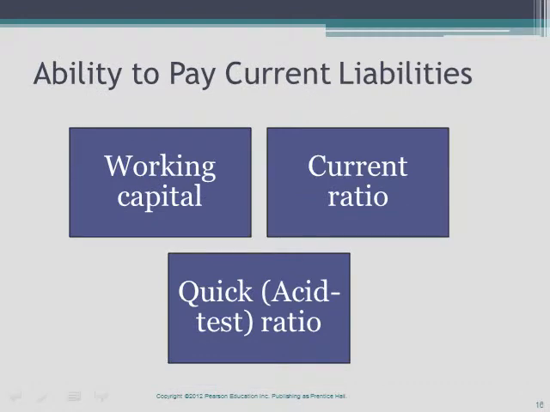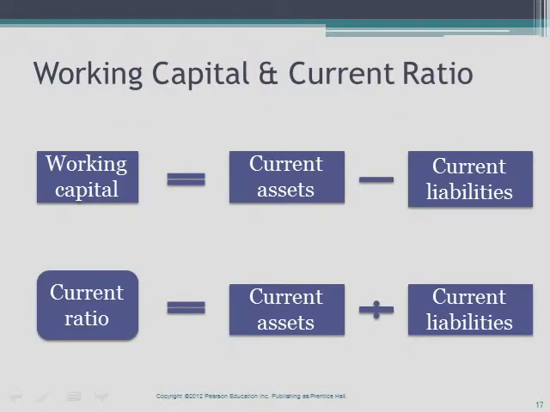Three figures help determine a company's ability to pay current liabilities. That is working capital, current ratio, and acid test ratio. Working capital measures the ability to pay current liabilities with current assets. In general, the larger the working capital, the better the ability to pay debt. Recall that capital is total assets minus total liabilities. Working capital is like a current version of total capital.